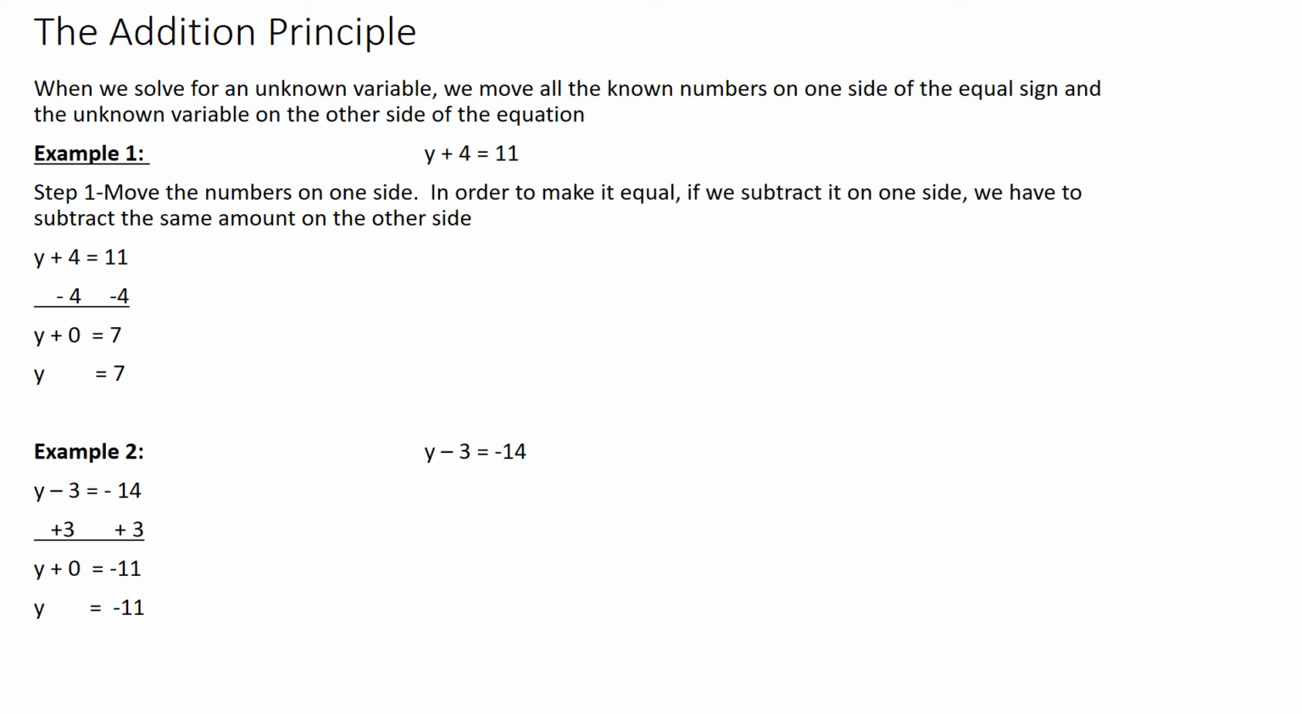Here's another example. y minus 3 equals negative 14. We have to balance. Let's get the letters on one side, numbers on the other. So I'm going to add 3 to both sides. That'll isolate that y by itself. So if I add 3 to both sides, y minus 3 plus 3 is y plus 0, simply y. I add 3 to the other side, negative 14 plus 3 is minus 11. So our answer is y equals minus 11.